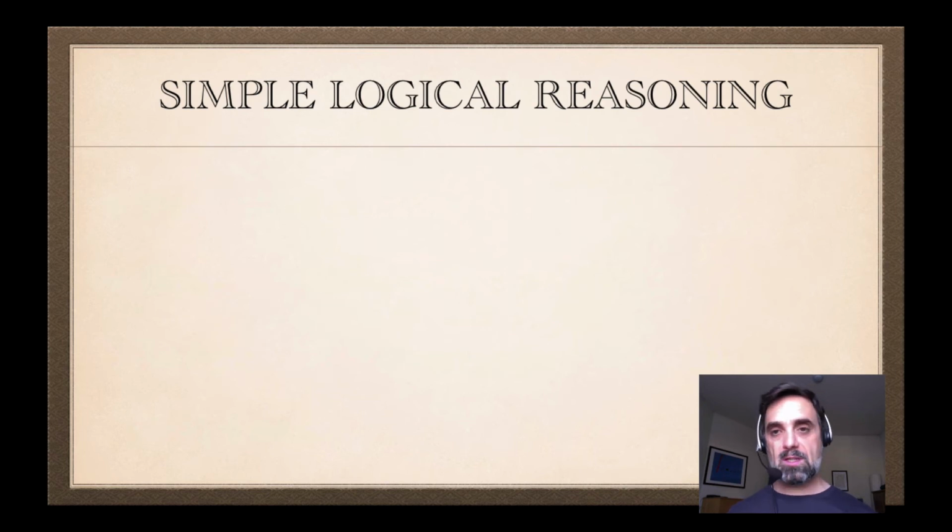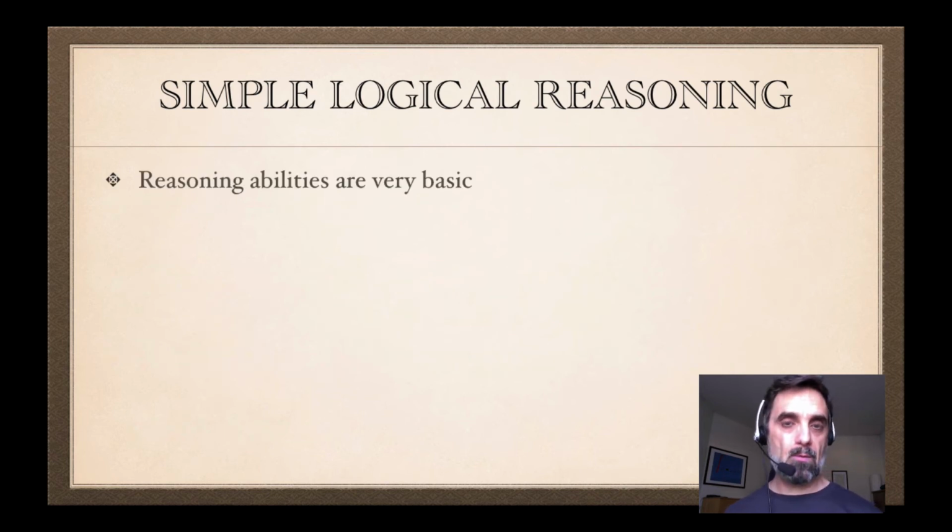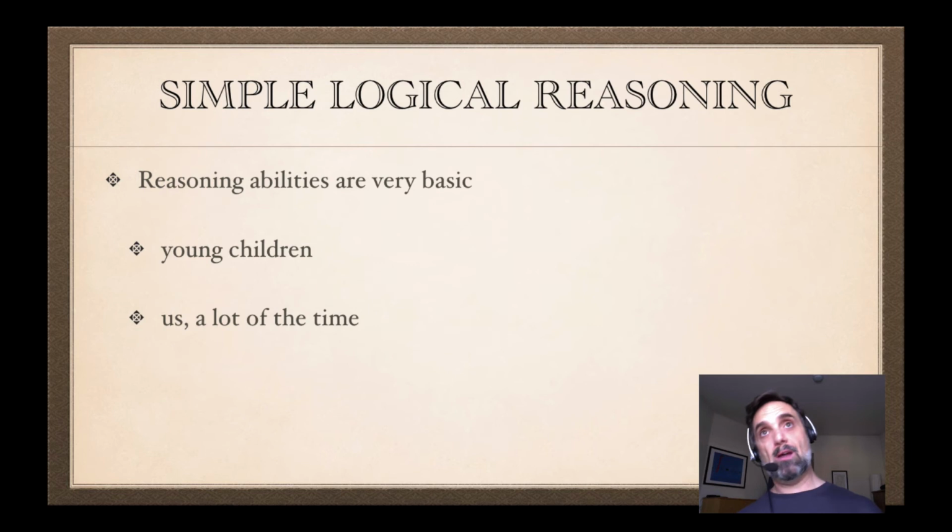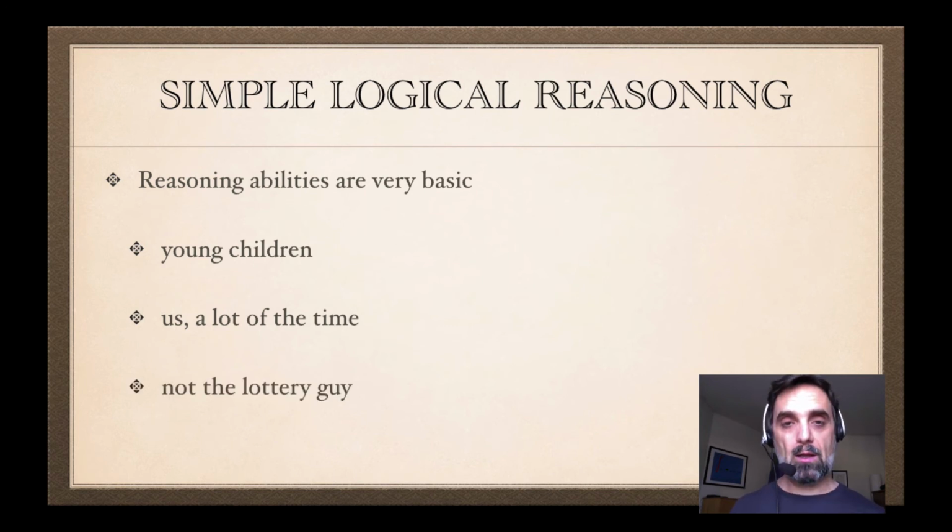So there's this simple logical reasoning that we do all the time. And these reasoning abilities we have are very basic. They're very fundamental to our ways of getting around in the world. Young children have them. We have them a lot of the time. Sometimes we don't pay attention and we make mistakes, but we're really good at simple logical reasoning when we pay attention. The lottery guy, or if that was you, looking at the ticket and not able to reason, would lack those abilities, and that'd be really weird. The fact that it seems so weird shows how fundamental they are. When it's missing, something very weird has happened. Something very basic is gone.